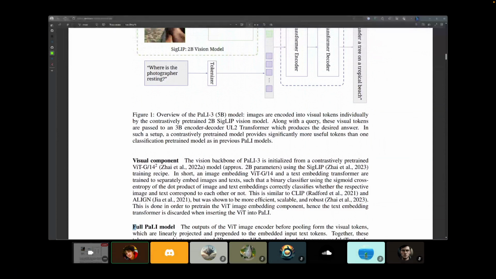So this is what I was talking about. This is how it understands the cross-modality reasoning. This is how it's able to understand what the image is and what the text is at the same time, which is similar to CLIP and ALIGN, but should be more efficient, scalable, or robust. So they pre-train the ViT image embedding component, and hence the text embedding transformer is discarded when inserting the ViT in the PaLI. All right, let's continue.